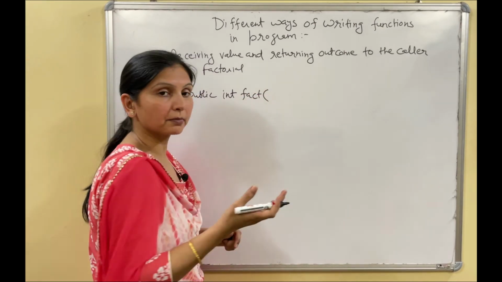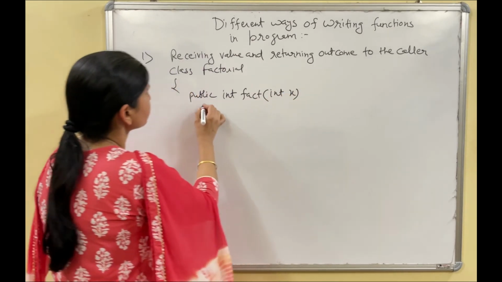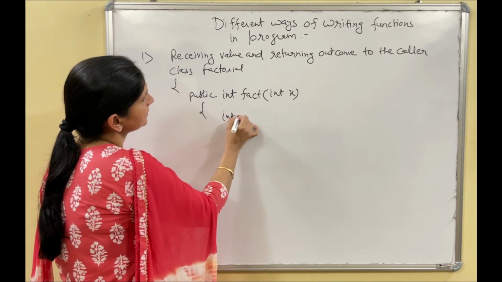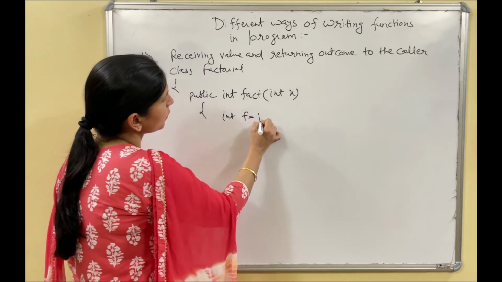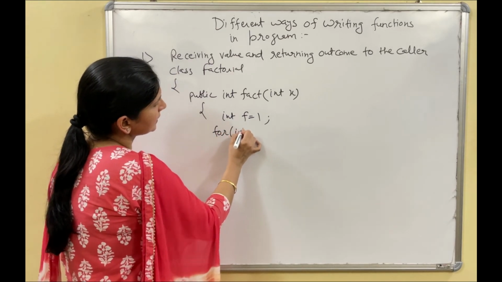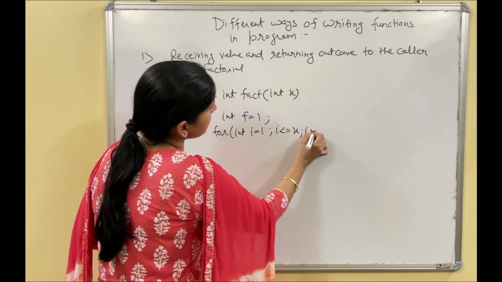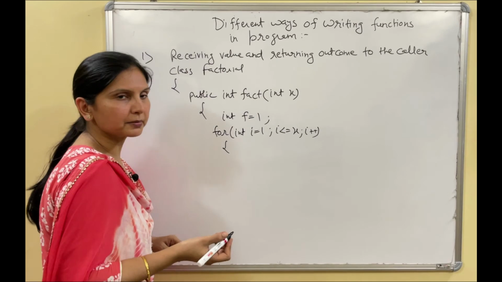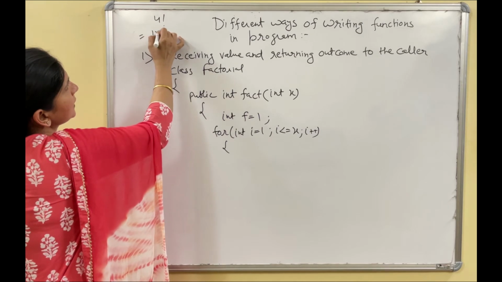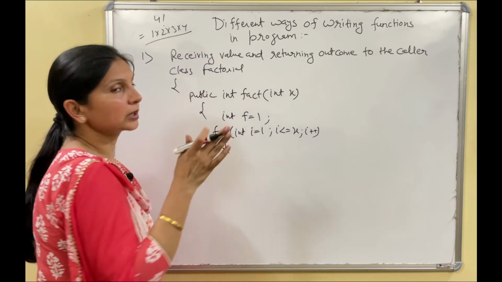Receiving means we are passing some parameter, so int x, right? As we know how to find out factorial, int f equals to 1, then for int i equals to 1, i less than equals to x, i plus plus. Factorial simply means, I hope you know, 4 factorial equals to 1 into 2 into 3 into 4, right? So same we will do the product.